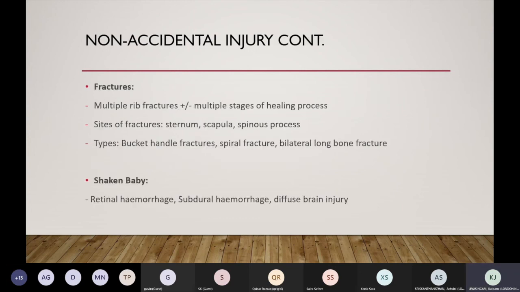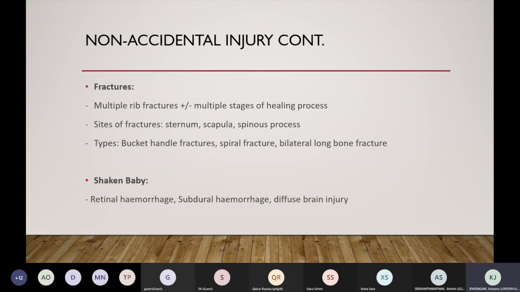The other type of injury is fractures. A child who has multiple rib fractures at different stages of healing, non-accidental injury should come immediately to your mind. The sites of fractures are usually the sternum, scapula, and spinous processes, again very rare sites for accidental injuries. And the type of fracture matters: bucket handle fracture, spiral fracture, or bilateral long bone fracture.